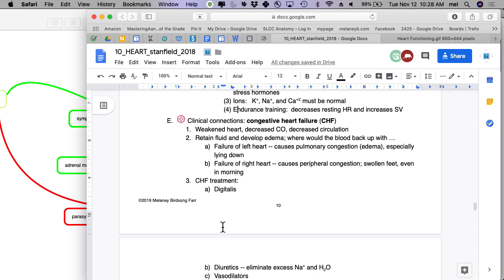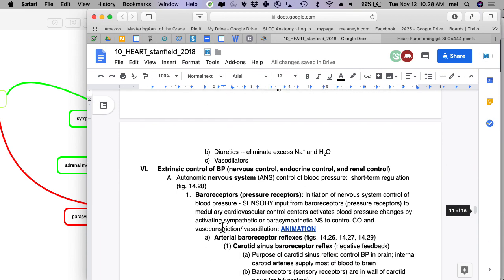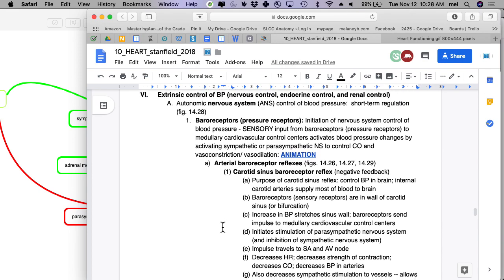Clinical connections, congestive heart failure. I want to come back to that one. If I don't have time to do it, I'll put it on a video, but I want to make sure that we get to the stuff that's actually complicated and you need me for. Because I usually only ask one or two questions about the clinical connections, but I ask a whole bunch of questions about the rest of it.